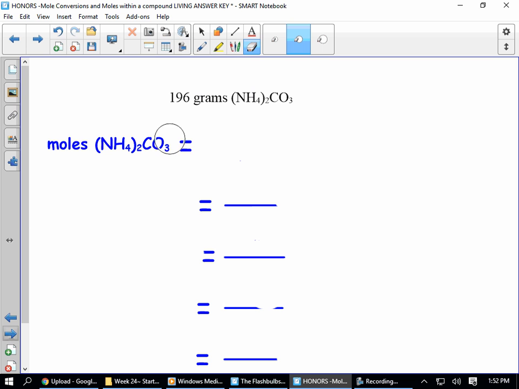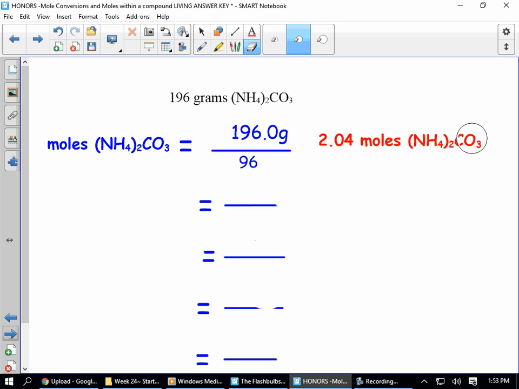All right, so we're going to find moles of ammonium carbonate. First thing I'm going to do is take my mass over my formula weight. I have 2 nitrogens, 8 hydrogens, 1 carbon, 3 oxygens. We're looking at 96 as our formula weight. You divide that, you get 2.04 moles of your whole compound.